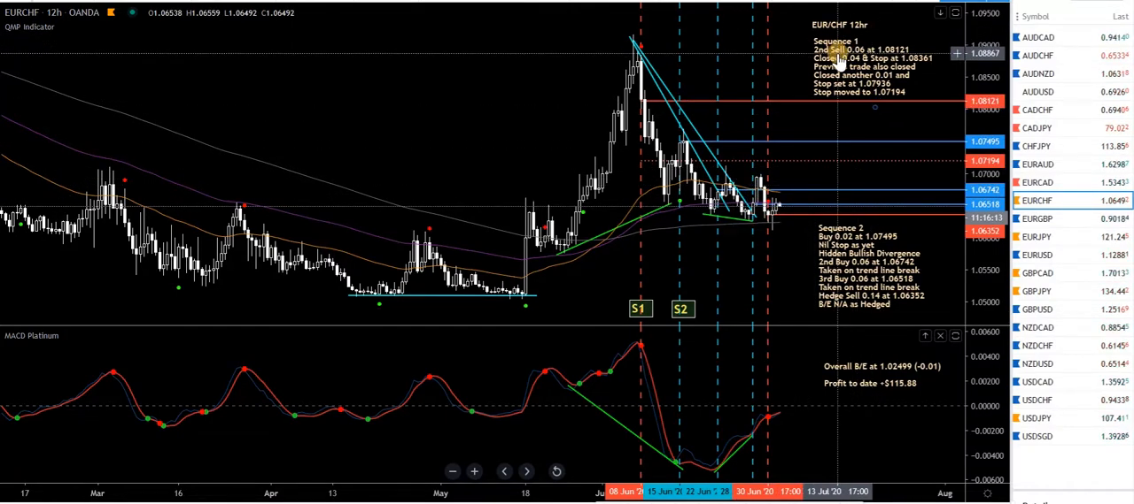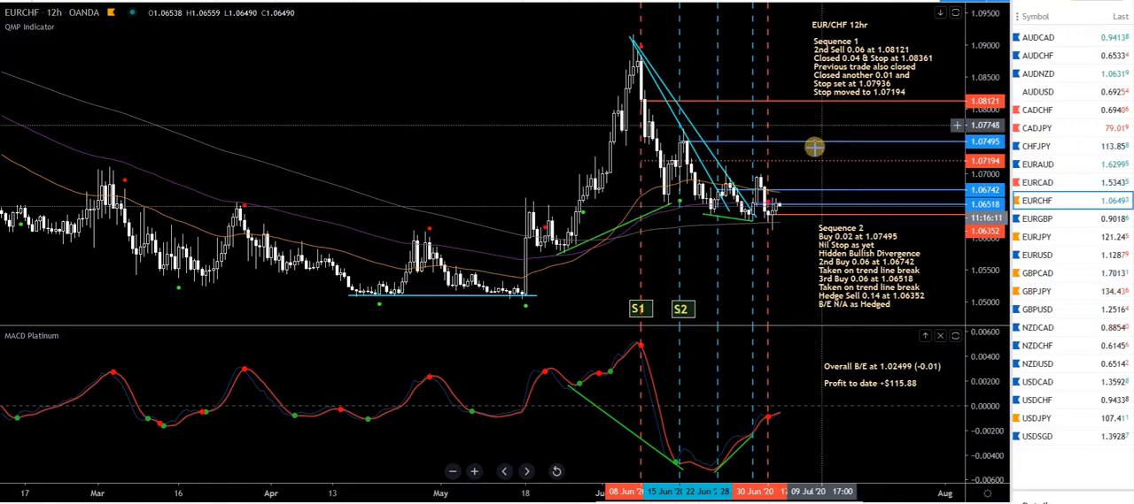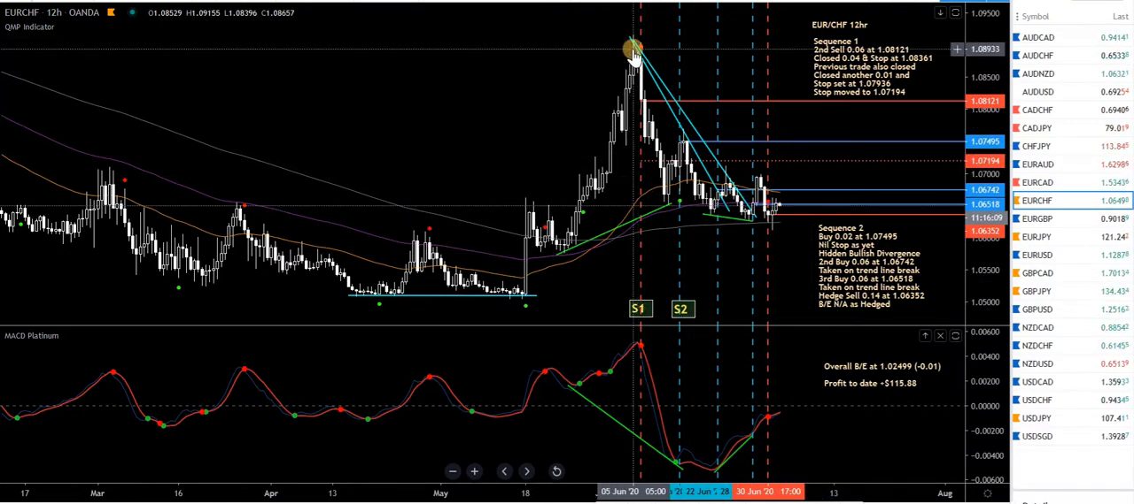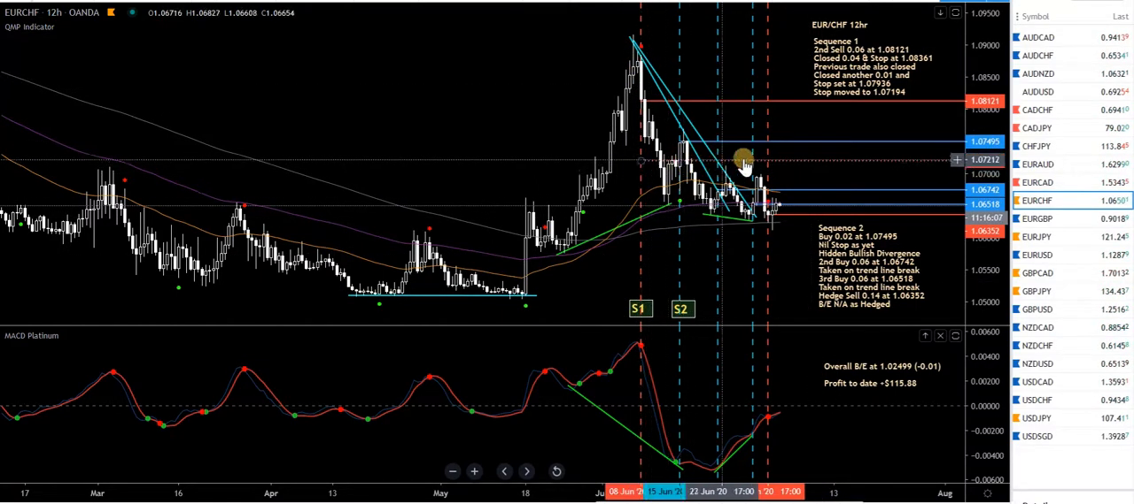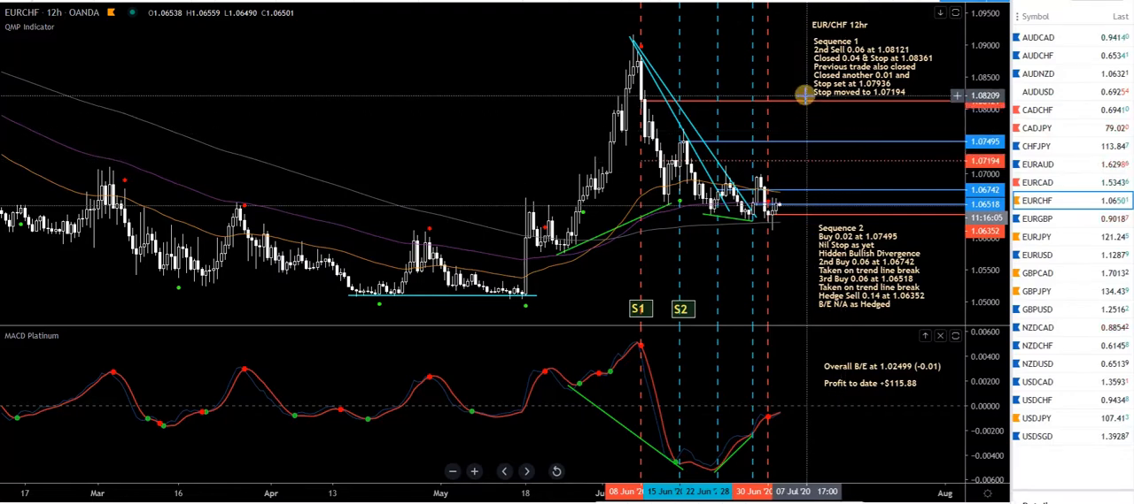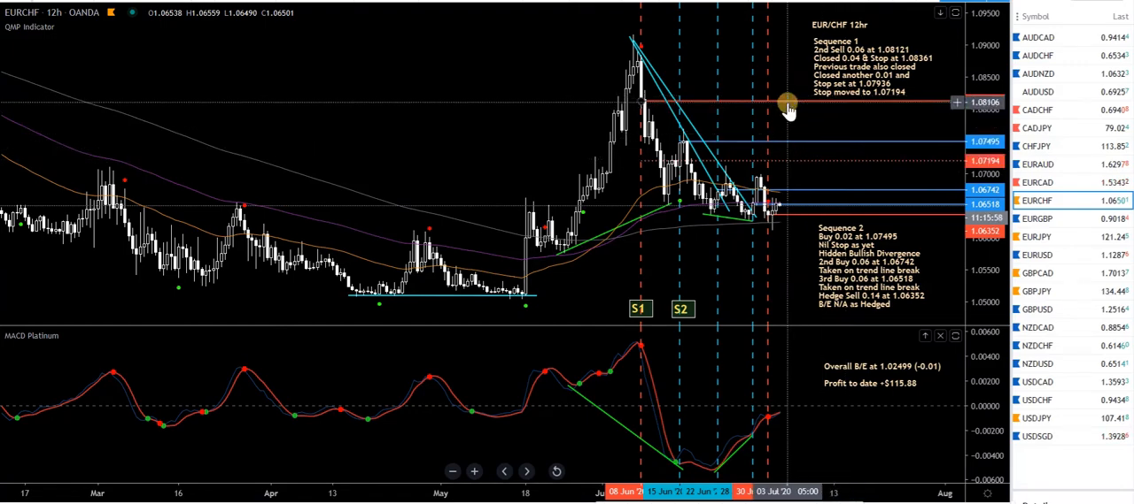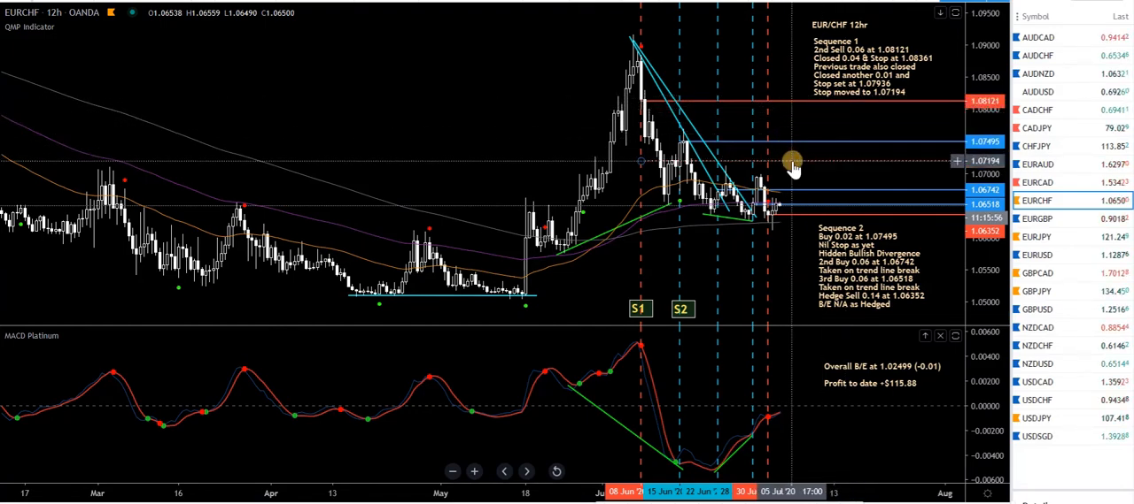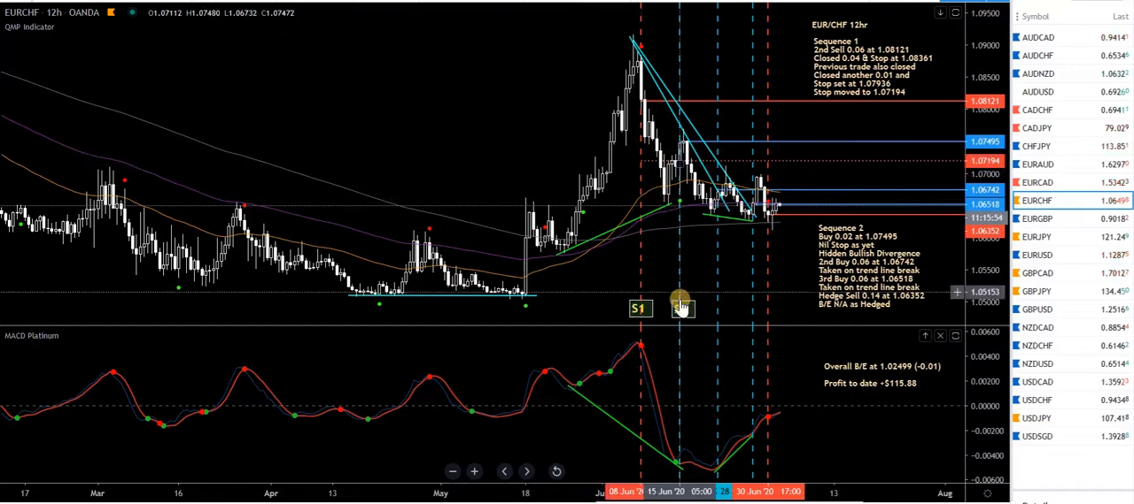Euro Swiss, what did I do? I'll have to go back to my notes. So sequence 1 is this sell. It's got a stop in place. That's this red dotted line. All I did was move my stop down to 107.194. So I'm locking in a little bit more profit between the sell up here and the stop. So that's sequence 1. Sequence 2 commenced here.